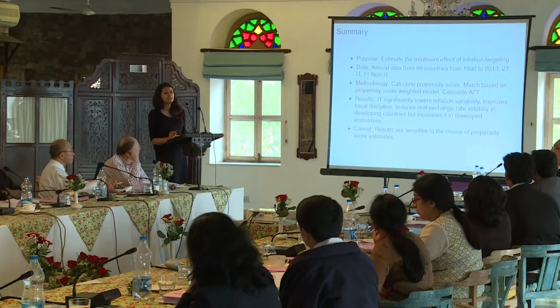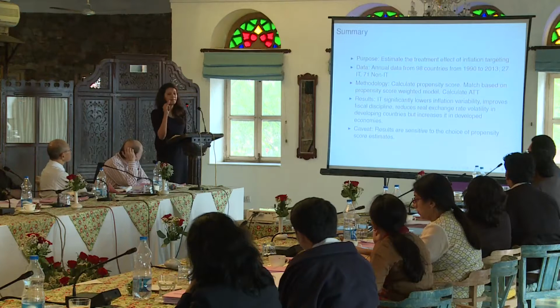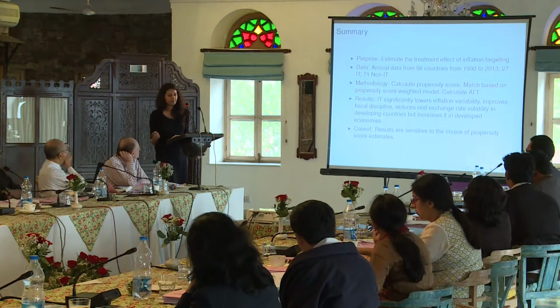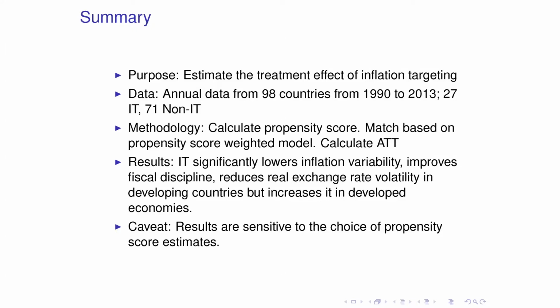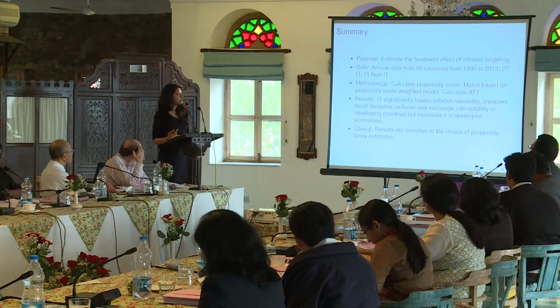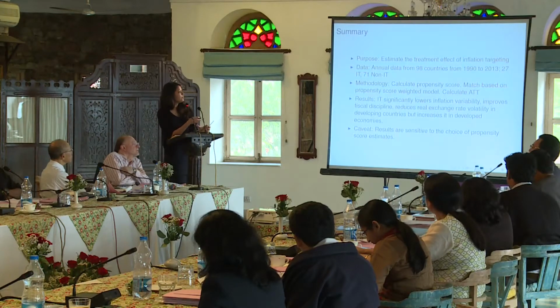The methodology is they calculate the propensity score, they match based on propensity score weighted model, and then they calculate the ATT. The results are that inflation targeting significantly reduces inflation variability, improves fiscal discipline, reduces real exchange volatility in developing countries, but increases it in developed countries. The caveat is that the results are sensitive to the choice of propensity score estimates.